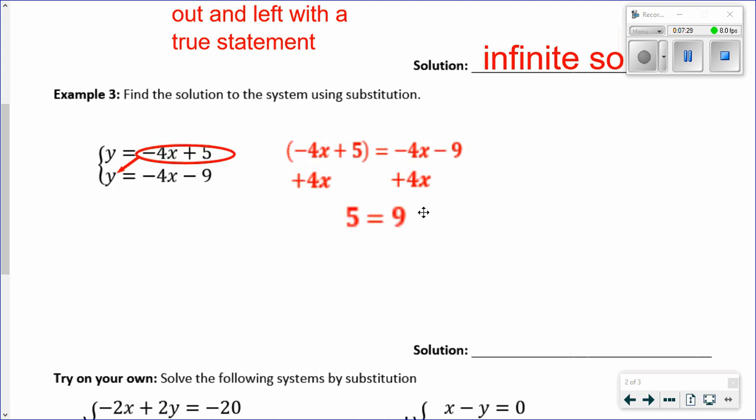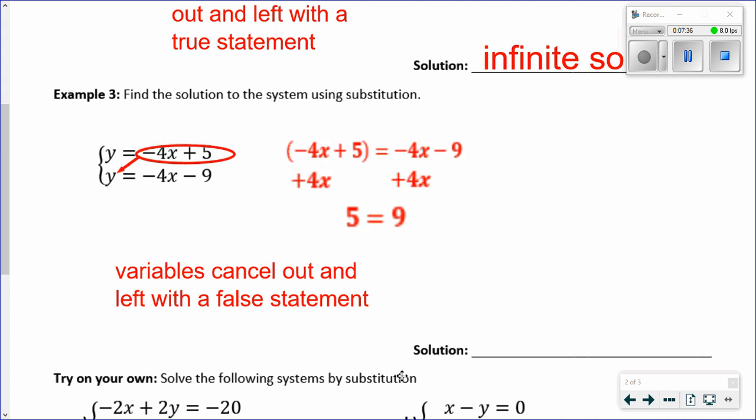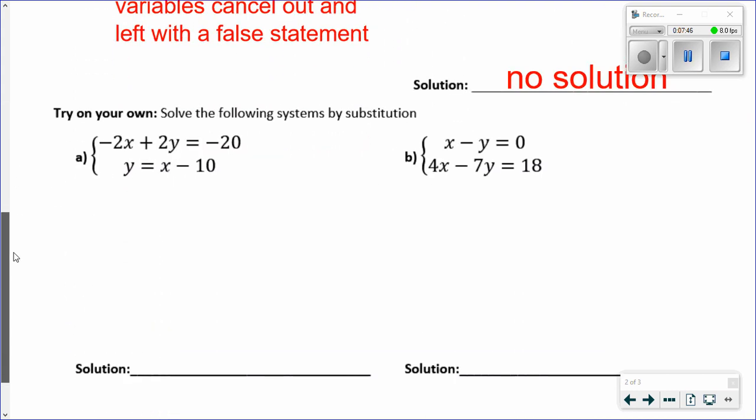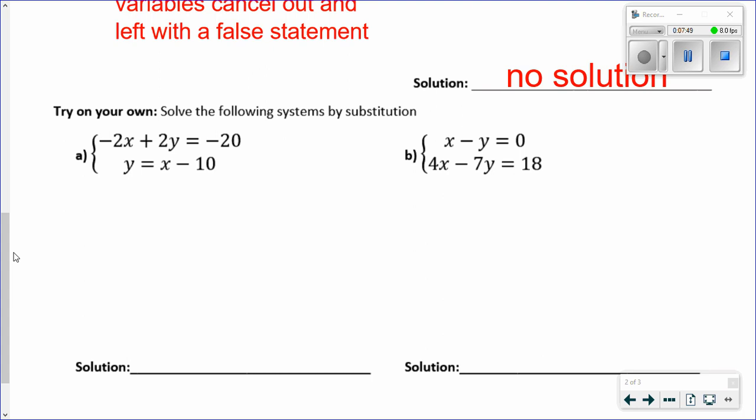So again, all my variables are gone, but this time I'm left with a false statement. Okay? When that happens, you have no solution. Okay? And now you guys are going to try 2 on your own. Okay?